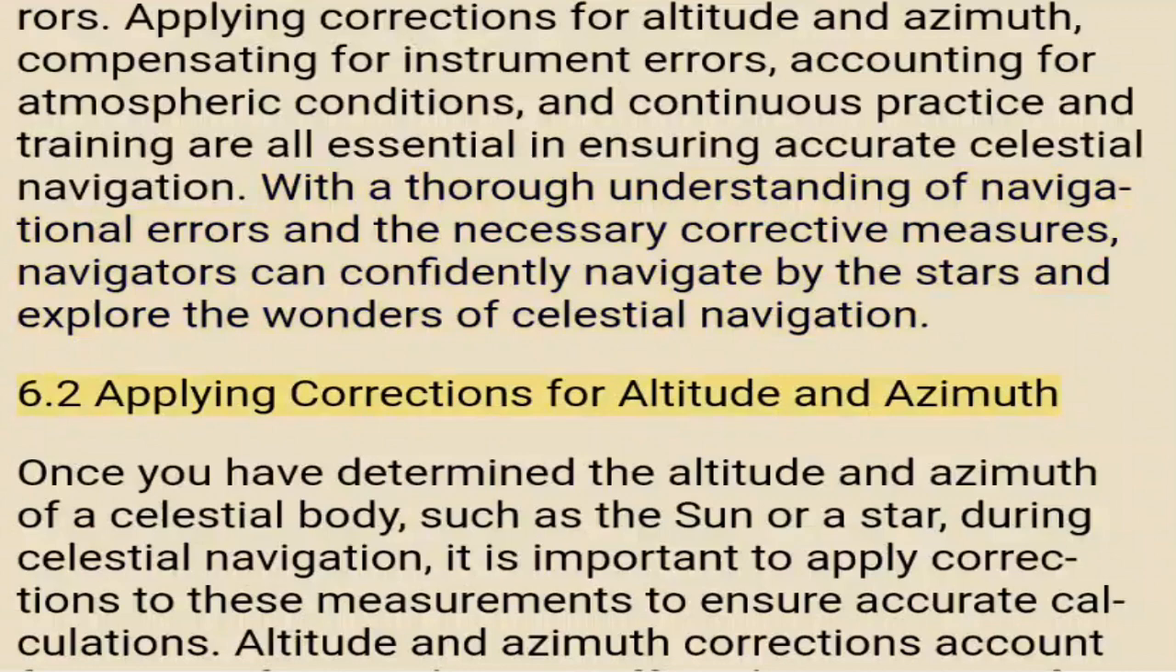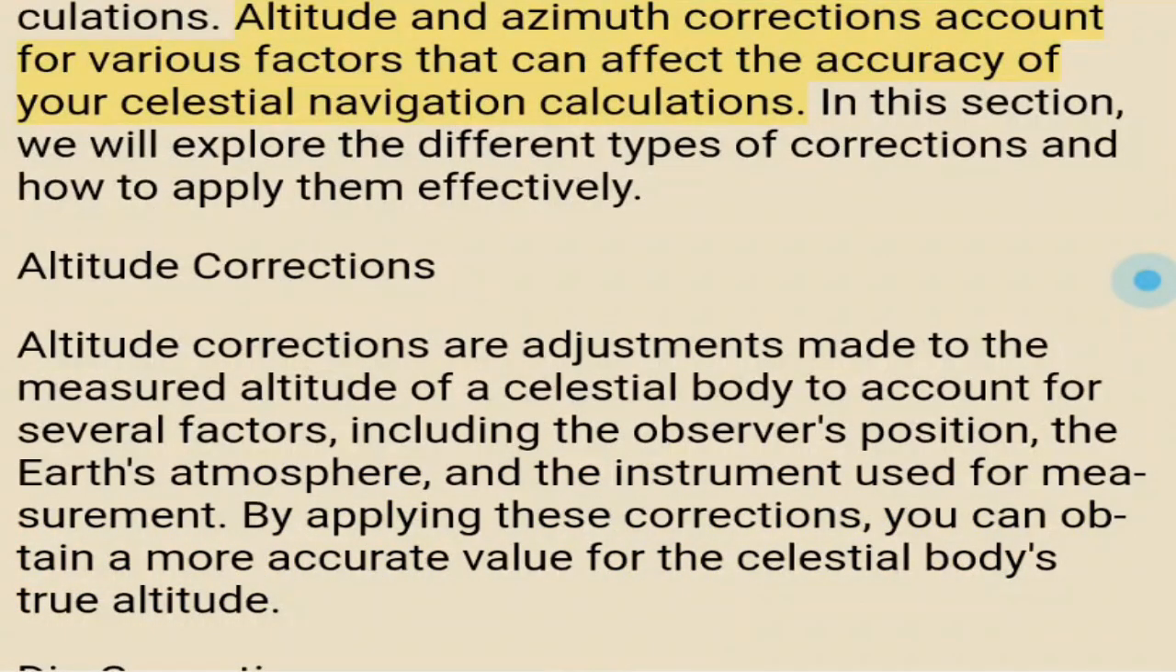6.2 Applying corrections for altitude and azimuth. Once you have determined the altitude and azimuth of a celestial body, such as the sun or a star, during celestial navigation, it is important to apply corrections to these measurements to ensure accurate calculations. Altitude and azimuth corrections account for various factors that can affect the accuracy of your celestial navigation calculations. In this section, we will explore the different types of corrections and how to apply them effectively.